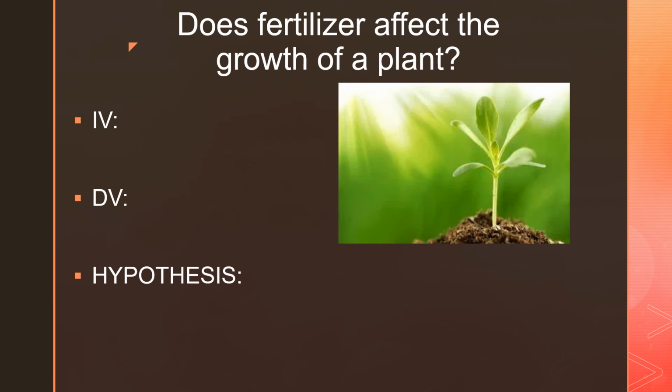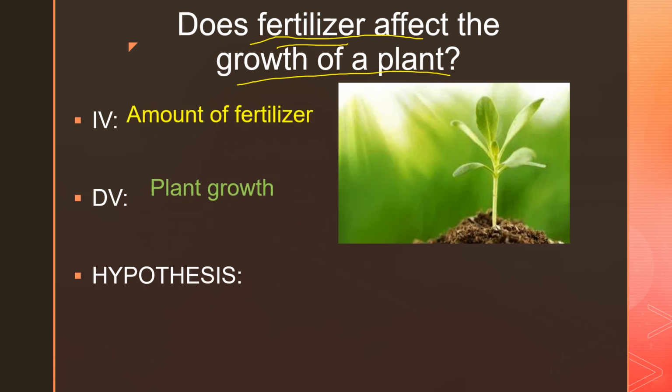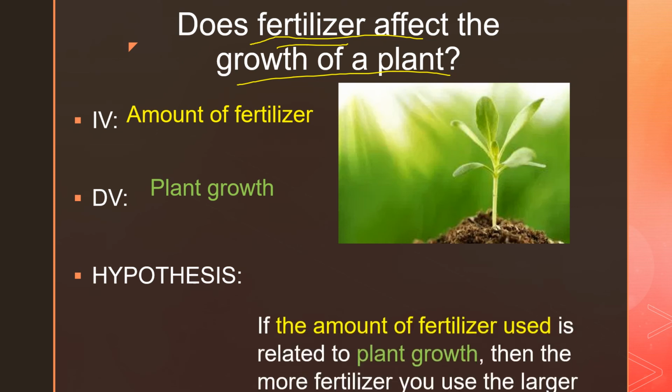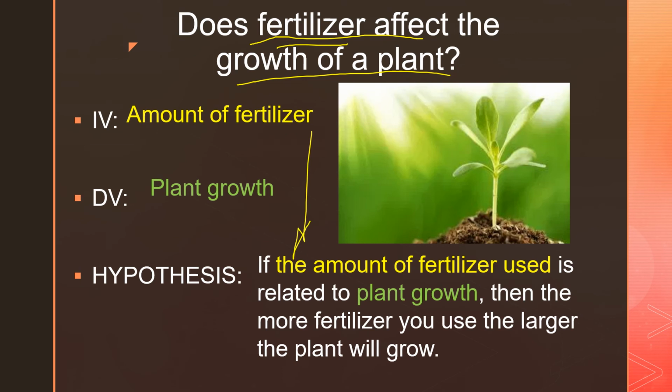All right, does fertilizer affect the growth of a plant? And I think we've actually used this example in class before, but let's go ahead and do this again. So we're changing on purpose fertilizer or no fertilizer or a tiny amount of fertilizer. And then we're going to check to see and watch and observe the growth of the plant. So the amounts of fertilizer and plant growth. So maybe your hypothesis looks something like this. If the amount of fertilizer used is related to plant growth, then the more fertilizer you use, the larger the plant will grow.